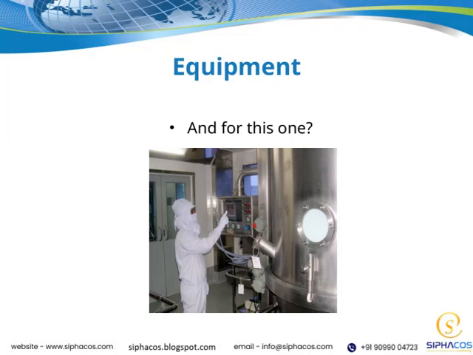And for this one, let's talk about equipment. Equipment plays a crucial role in ensuring our processes run smoothly and efficiently. When we think about equipment, we're really focusing on the tools and machinery that support our operations. The key points here are reliability, suitability, and maintenance. Reliable equipment reduces downtime, which keeps everything on track.